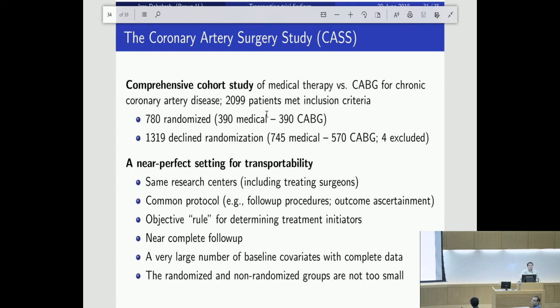The randomized and non-randomized individuals were seen in the same research centers, and when surgery was done, it was done by the same surgeons. There was a common follow-up protocol, same outcome definitions, same follow-up procedures. There was a rule for determining treatment initiation in the non-randomized individuals. By treatment initiation, I mean time zero. There's near complete follow-up. In fact, I used 10-year data here, and not a single person dropped out by year 10. There was a pretty large number of baseline covariates with nearly complete data, and both the randomized group and the non-randomized group are sizable.